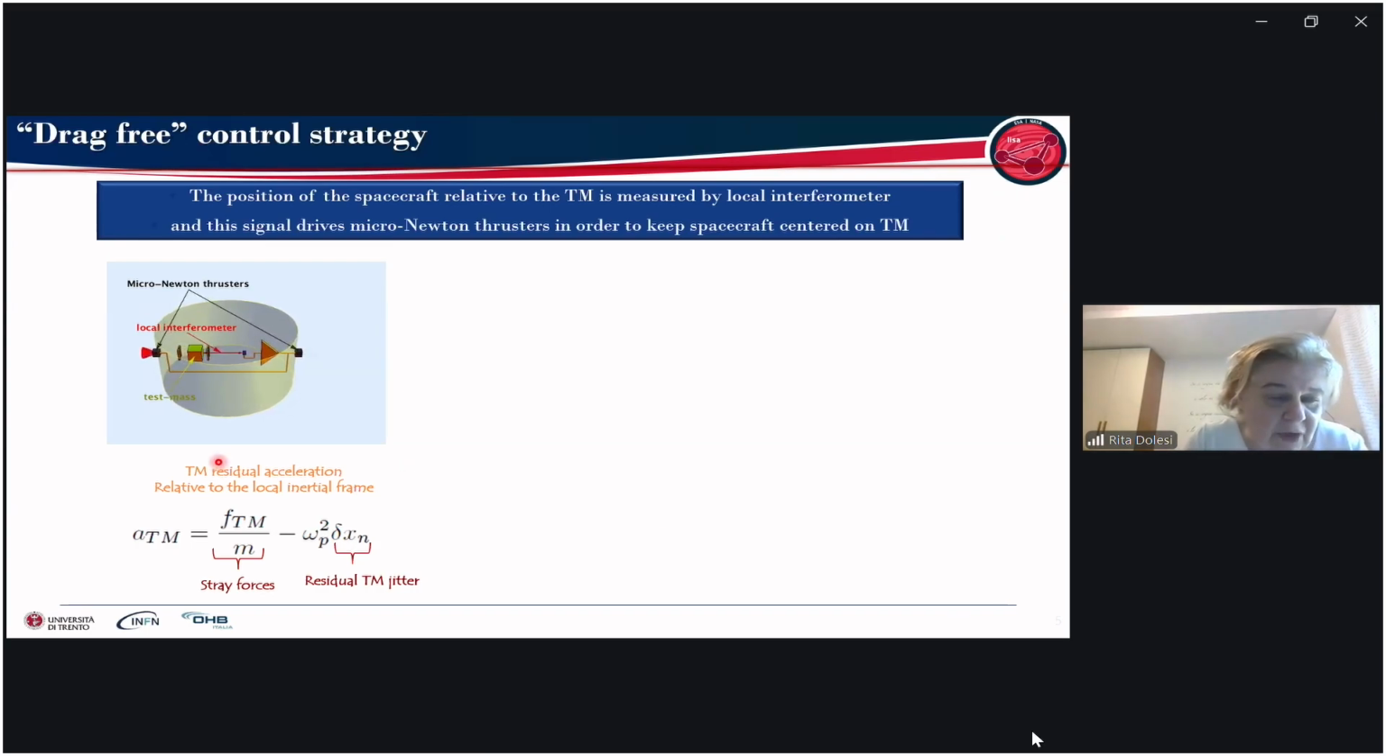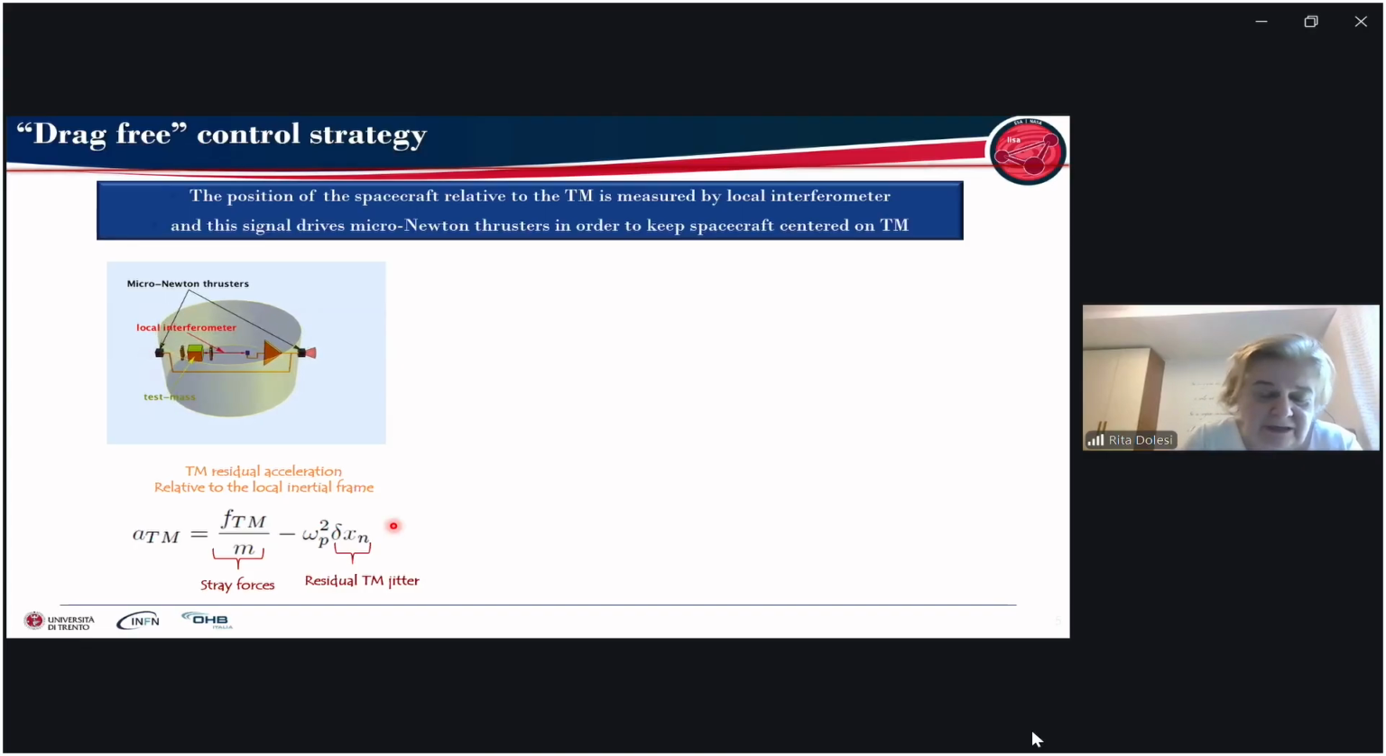With this control feedback, the acceleration of the test mass will be made by a term that is due to the stray forces acting on the test masses, and there is also this additional term that couples the test mass by means of spring-like coupling to the residual test mass shifter.